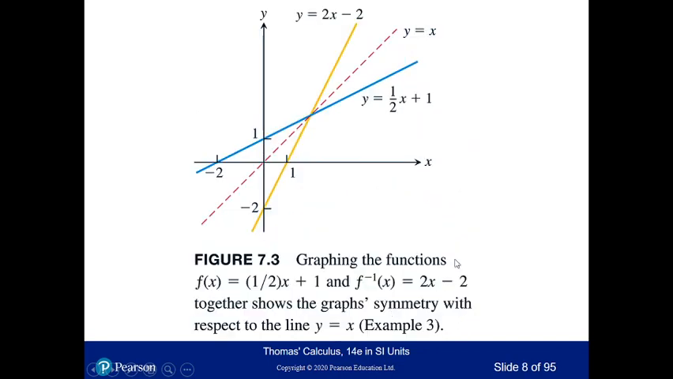So let's see an example. Which one is our f? Our f is 1 over the blue one, 1 over 2x plus 1. This is the blue one, and now we want to find the mirror image with respect to y is equal to x to get the inverse.